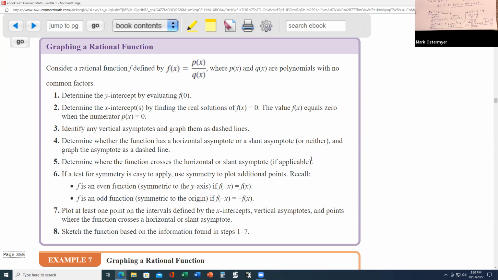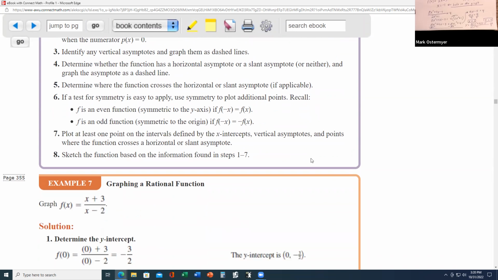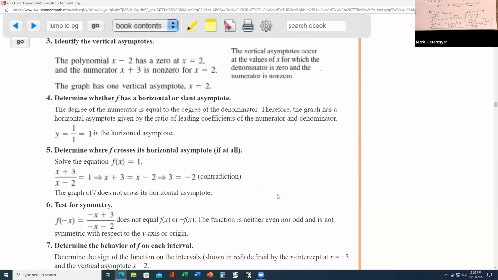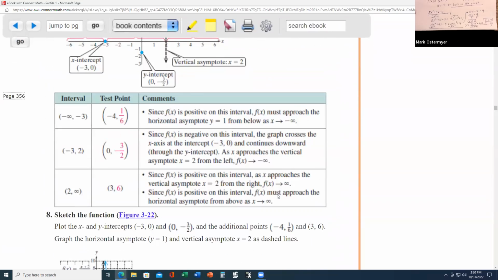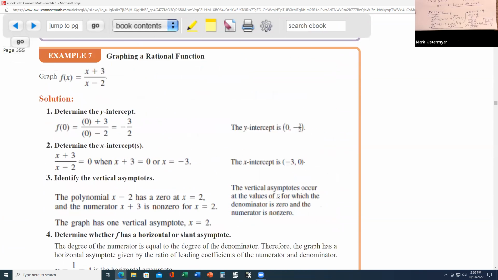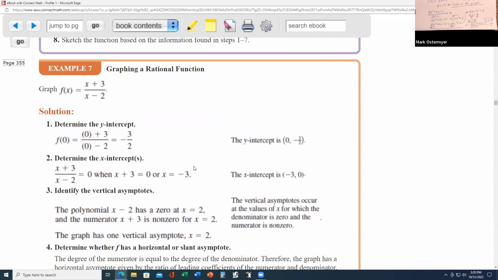Okay. So here we go. What I'm going to do is apply all that knowledge to example number 7 and show ourselves how to go about graphing this rational function here. Your author pretty much lays it all out here, so I guess we'll just walk down through this one.